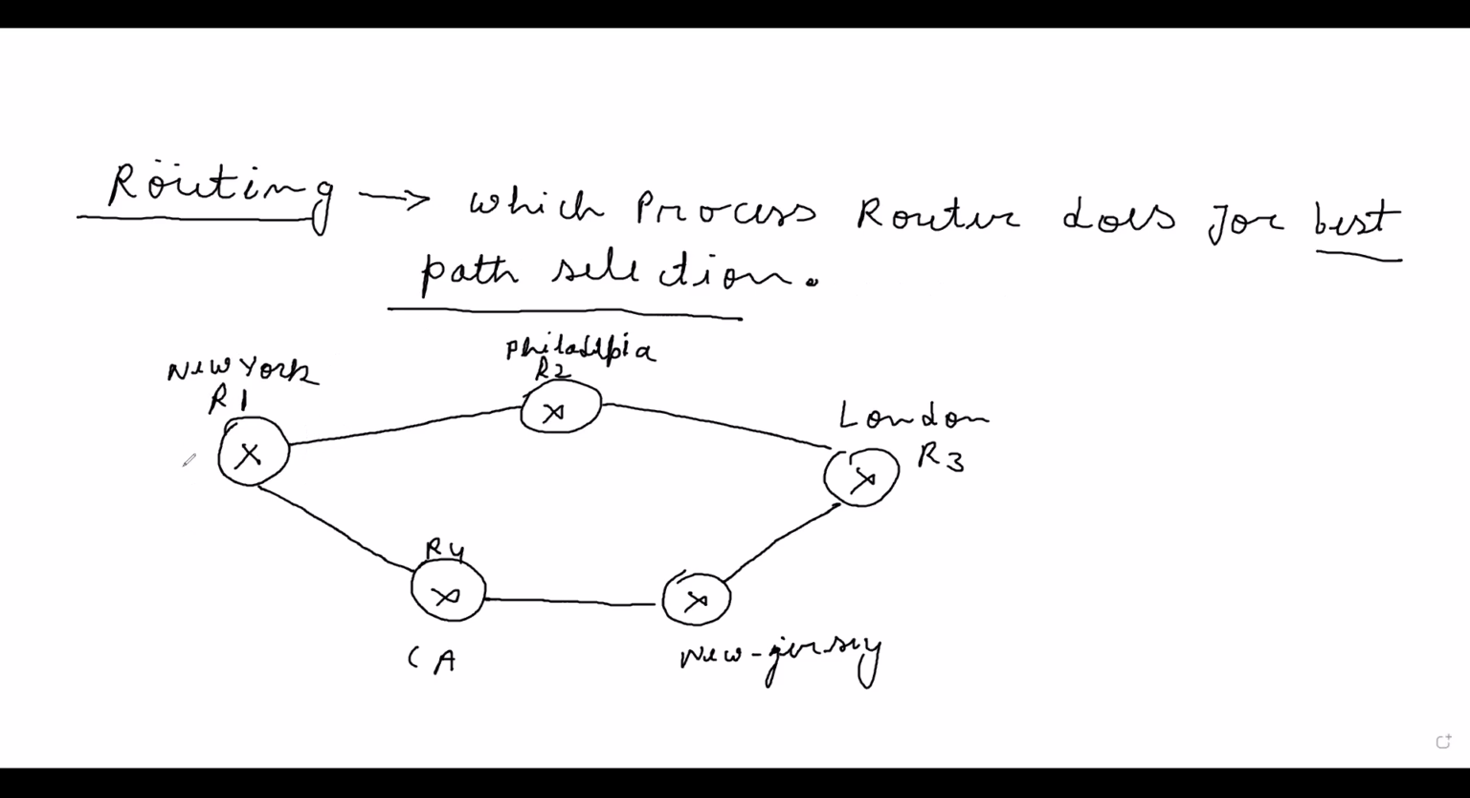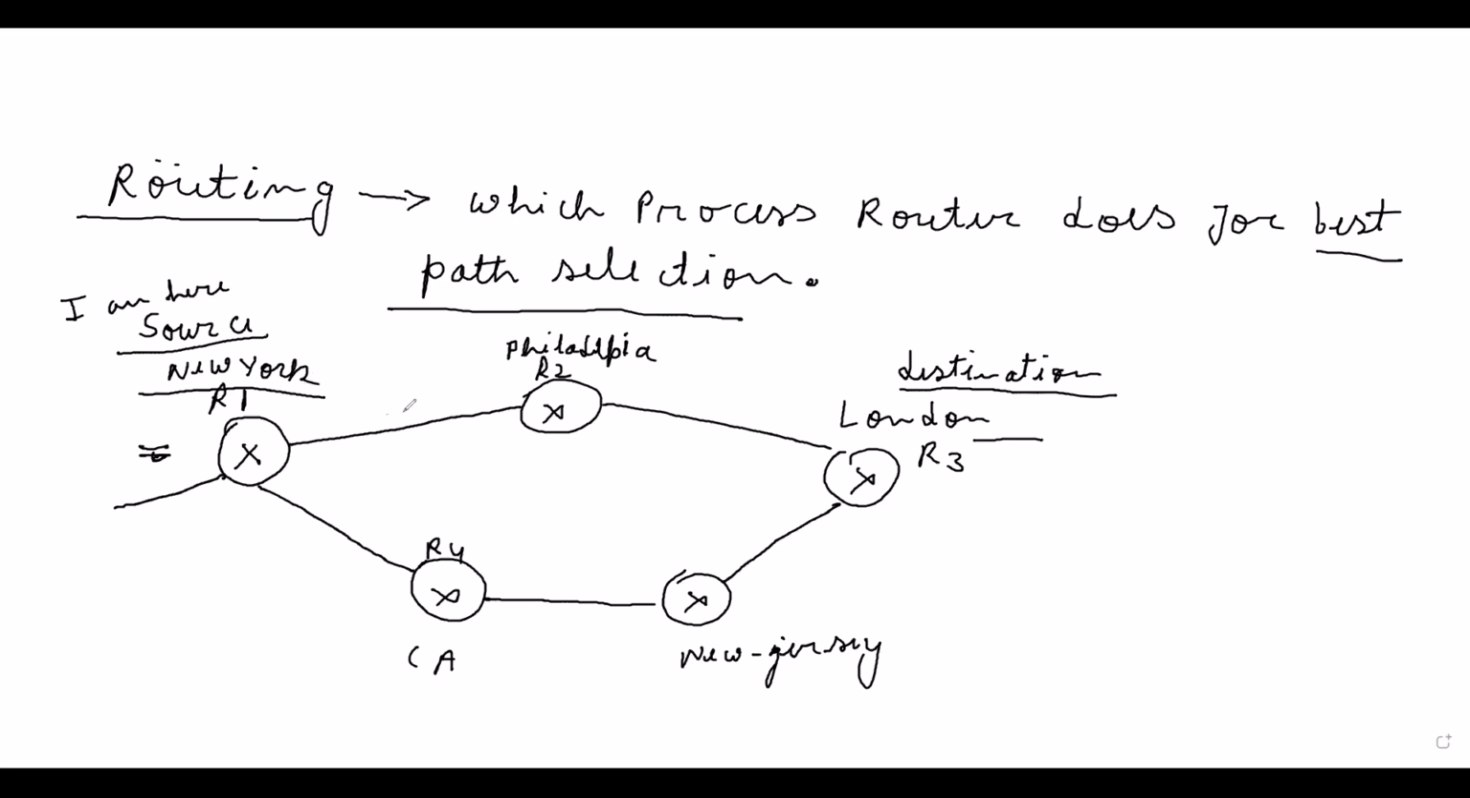Okay. So in this topology, I have a New York router and a London router. This is my source. That means in New York, I am here. Source means I am here. And this is my destination where I have to reach. I am here, I want to go to London. So this is my router. It will choose the best path for London.